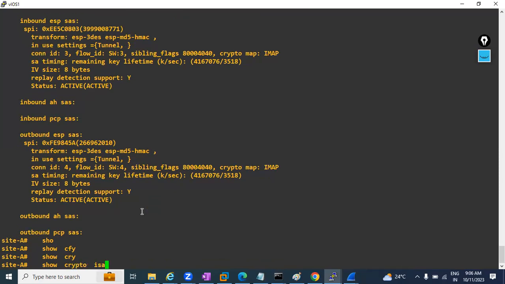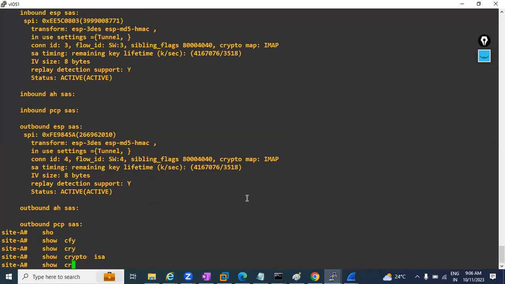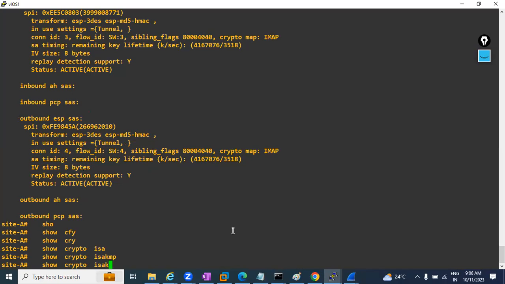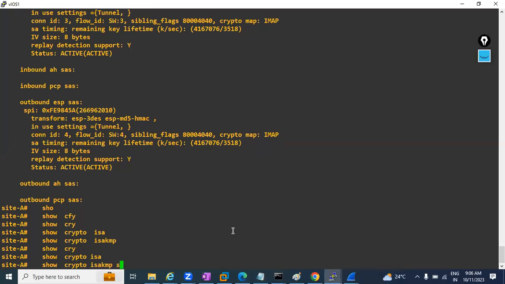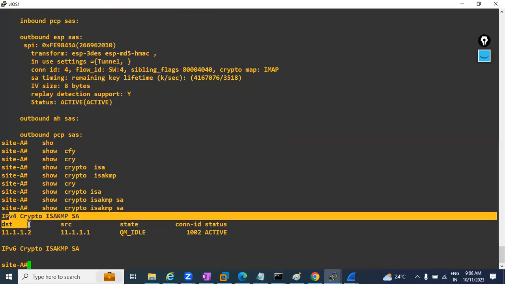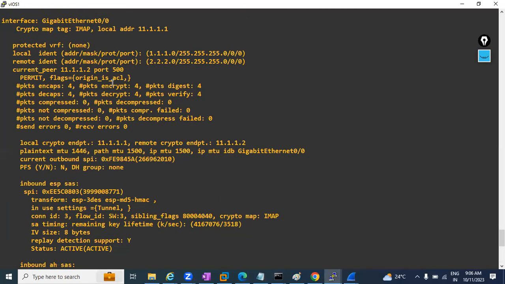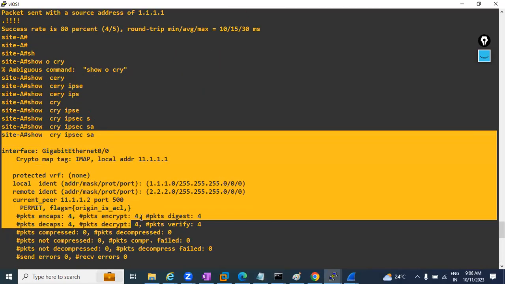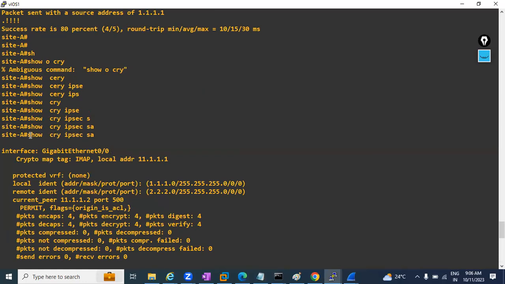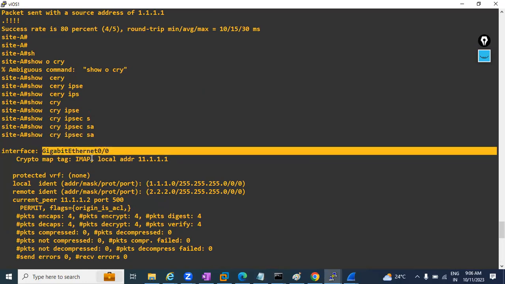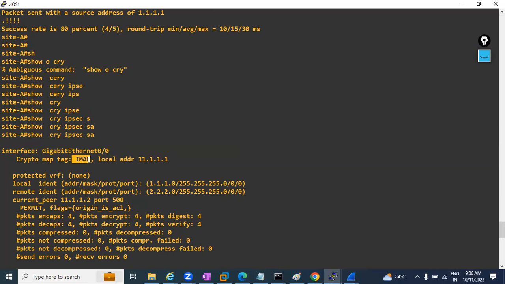ISAKMP SA. What happened? This is known as SAD here, the Security Association Database, and the other concept is known as the Security Policy Database as well. So you can see this crypto IPsec is enabled on which interface? The FastEthernet 0/0 interface. What is the crypto map we are using? IMAP. In the configuration, we have only configured what would be my crypto map. We have mentioned it IMAP here.